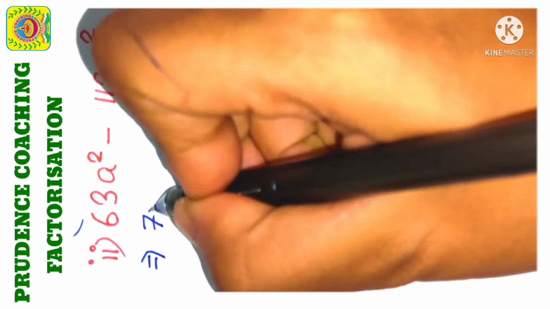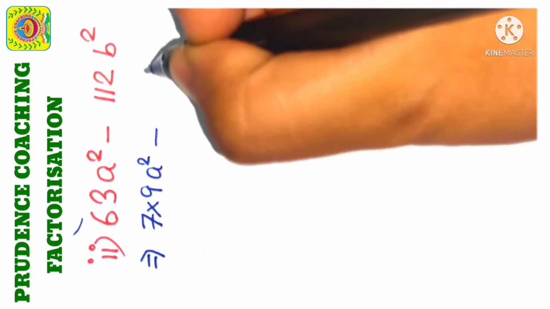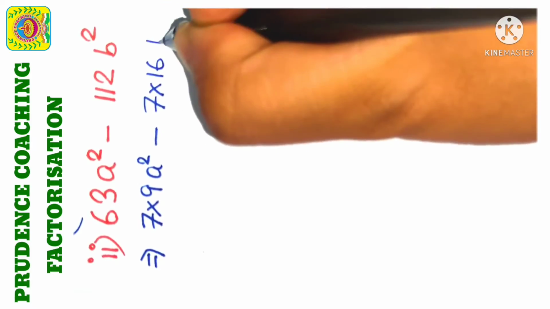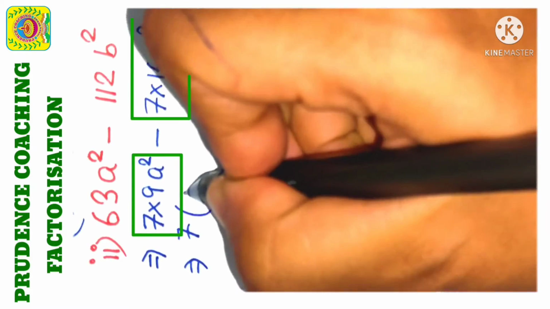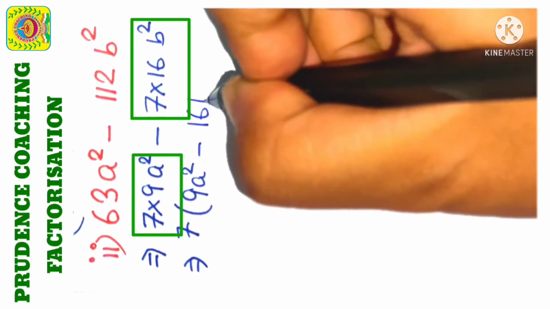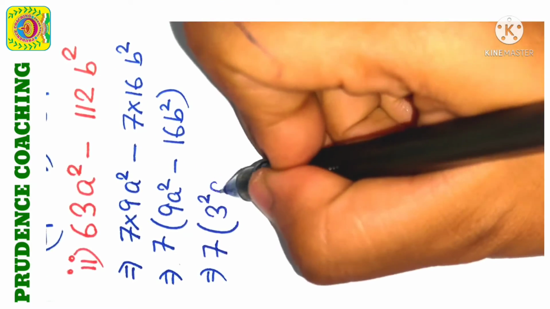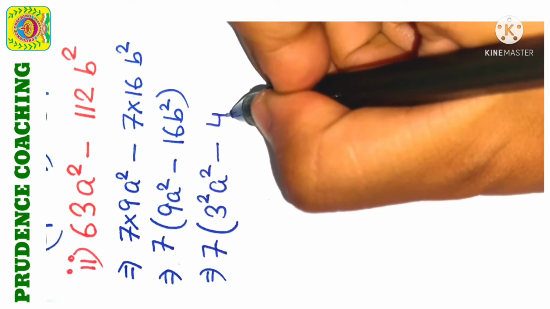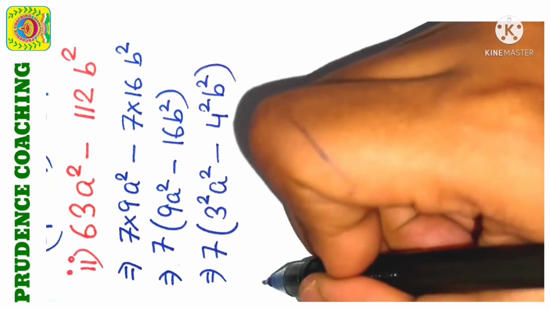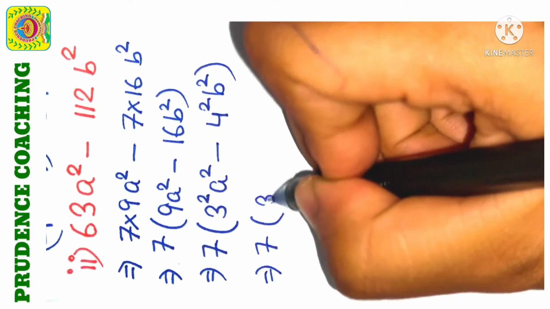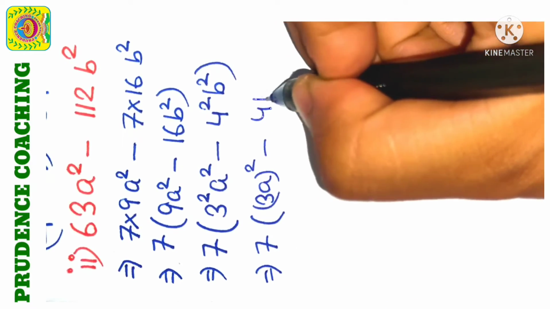So 63 can be written as 7 into 9a square as it is, minus here we can write 7 into 16b square. So we are going to take 7 common. So we will get 9a square here minus 16b square here. Now as you can see here, 9 can be written as 3 into 3, that is 3 square, and a square as it is, minus 16 can be written as 4 into 4, that is 4 square into b square as it is. So here we can rewrite this as 7 into 3a the whole square minus 4b the whole square.